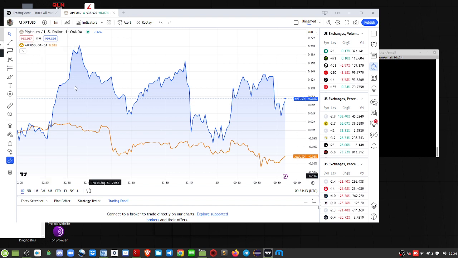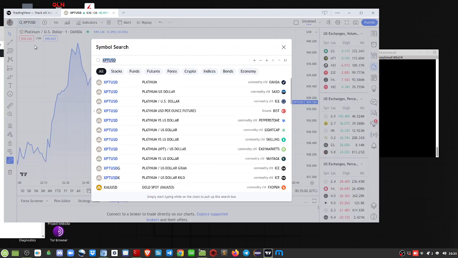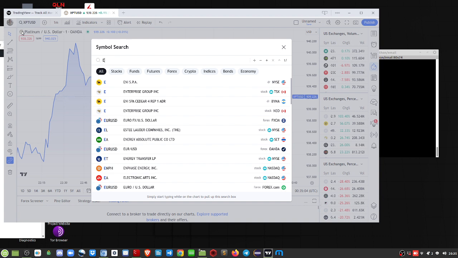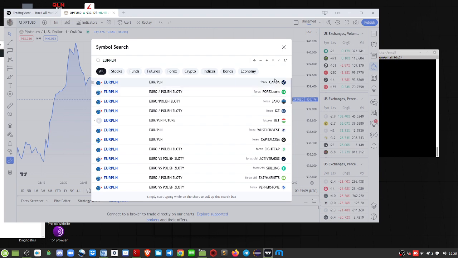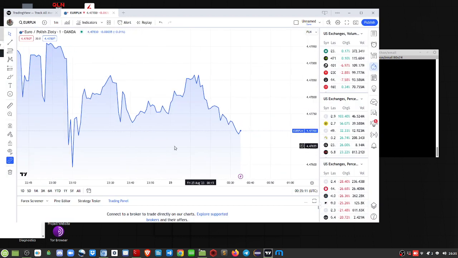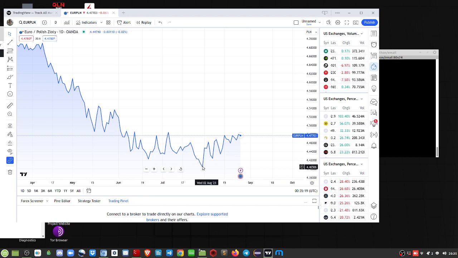So let me get rid of this comparison. There might be some other gold pairs as well in different currencies, but I'm just showing you all of that right now. So the first currency pair I'm going to show you is the Polish zloty, if I got that pronunciation right. This is euro in Polish as well. So you can see here it's always Oanda, so you could trade this quite easily on Oanda if you want, directly out of your TradingView account. You can see here it's kind of been moving up.